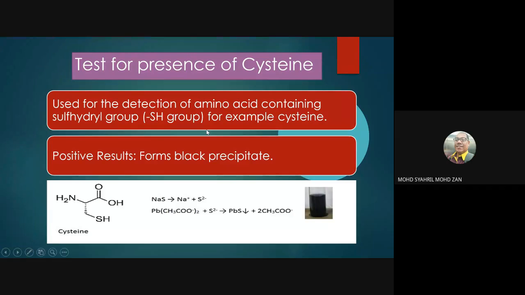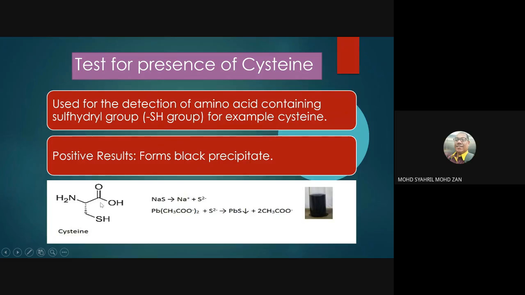So what about cysteine? Cysteine, one of the amino acids, has a sulfhydryl group. The positive result is the formation of a black precipitate. This is your cysteine, here there is SH. What happens is that we need to hydrolyze this structure first, by boiling in a water bath.